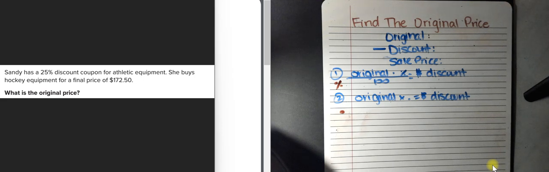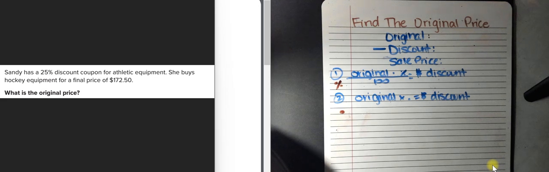All right. So in this example, as well as the next example, what we're going to do is find the original price. Sandy has a 25% discount coupon for athletic equipment. She buys hockey equipment for a final price of $172.50. What is the original price?